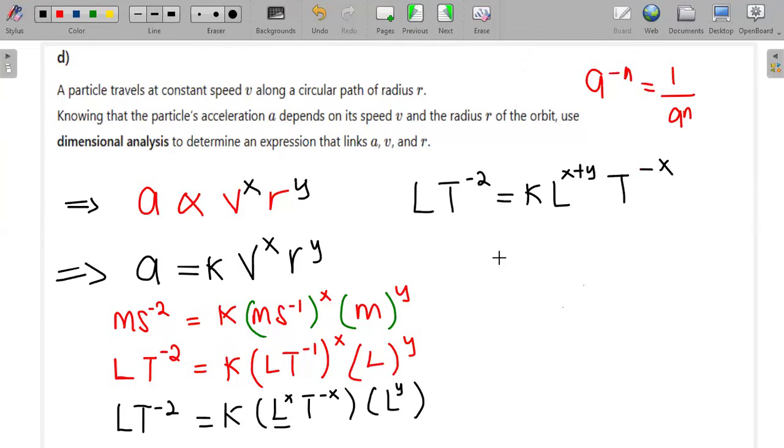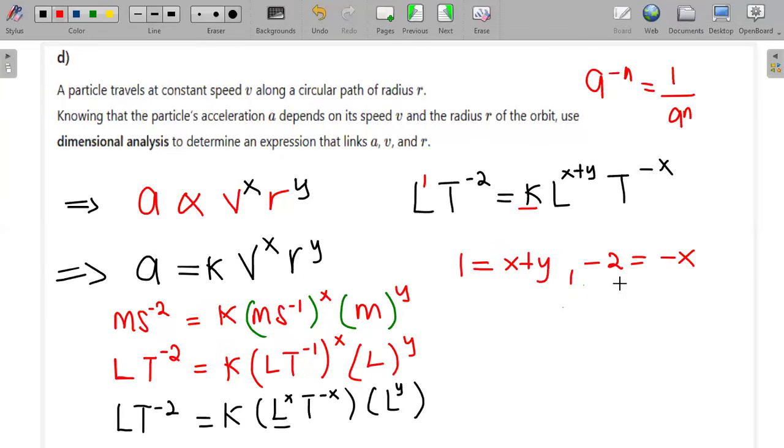Okay, so we're now going to equate the power of L on the left to the power of L on the right, and the power of T on the left to the power of T on the right. So this K here is just a constant, so it's dimensionless. So if you want, you cannot write it in the equation. You can see the power of L here is just 1 because there's no power. So I'll say 1 is equals to X plus Y here. And then here, the power of T is minus 2 is equals to the power of T here, which is minus X.